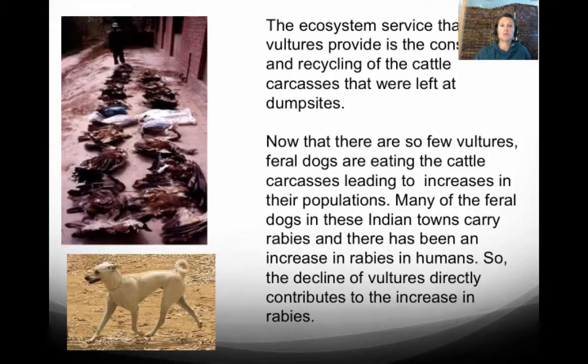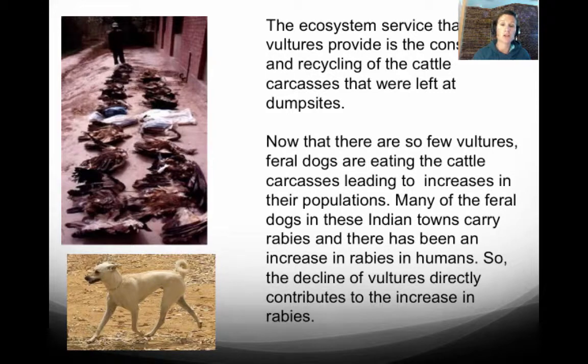So, what was the consequence of this? Well, again, those vultures were providing an ecosystem service of consumption and recycling of the cow carcasses that were left at those dump sites. So, one, you got really bad stink going around because it smells really bad. You got flies coming around. But now you also have a food source. Okay, there were so few vultures that the few feral dogs that were around were like, well, sweet, it's an all you can eat smorgasbord.